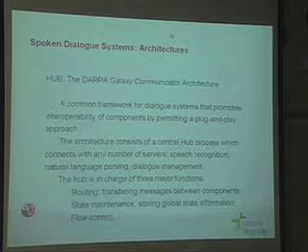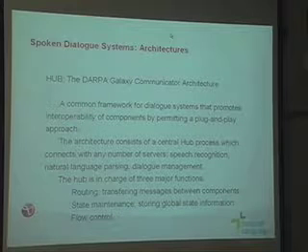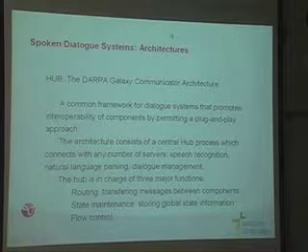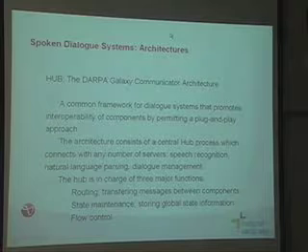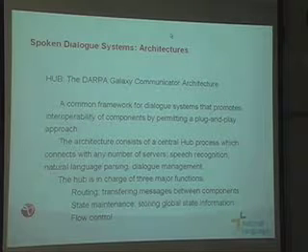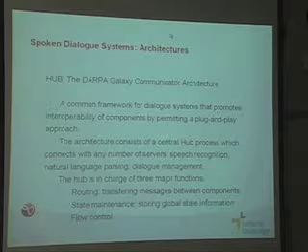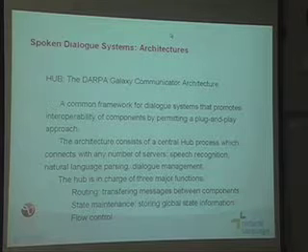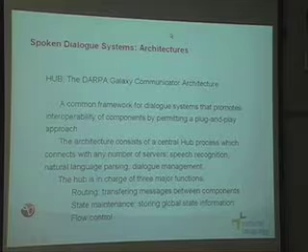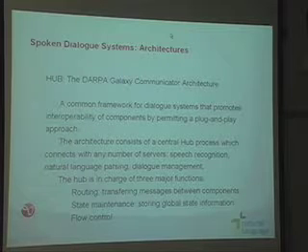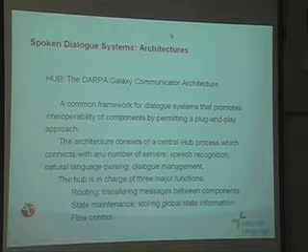Well, there is another interesting architecture that was developed in a big project in the United States. It was called the DARPA Galaxy Communicator Architecture. This is a common framework for dialogue systems that promotes interoperability. In fact, it's not an architecture, but a framework, as it is explicitly stated. The goal was how to build dialogue systems and to facilitate the interchange of different components at any time. For instance, if we are working in morphology, how can we use our module for morphology in a different scenario? And what happens if we change this module exclusively?